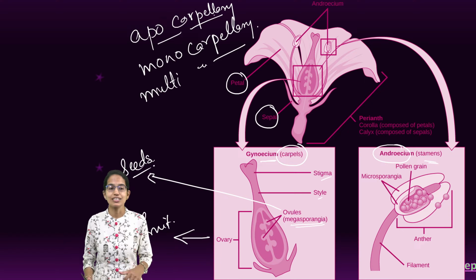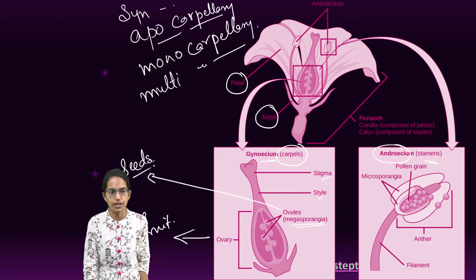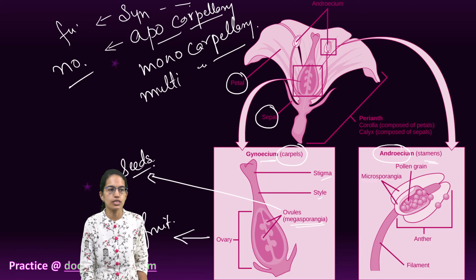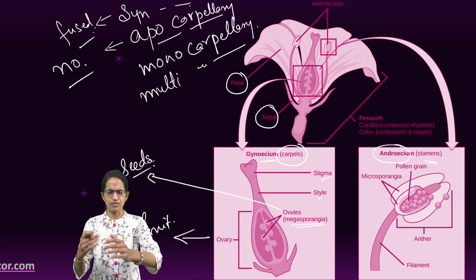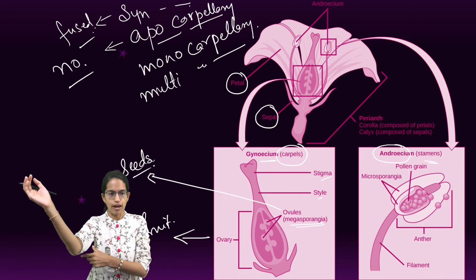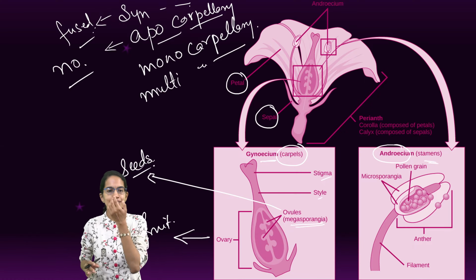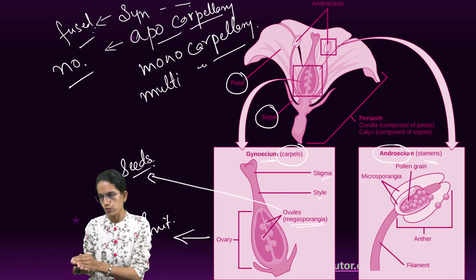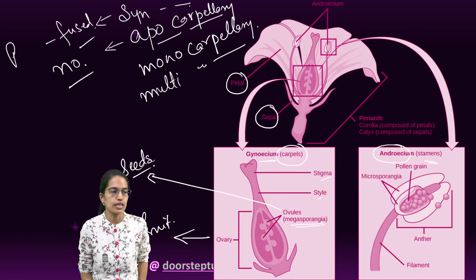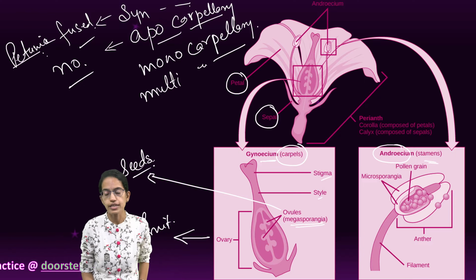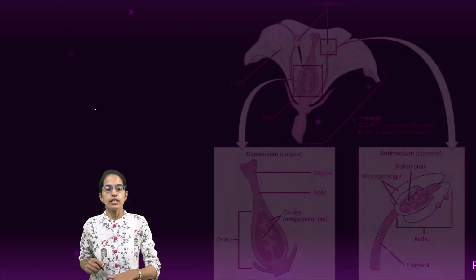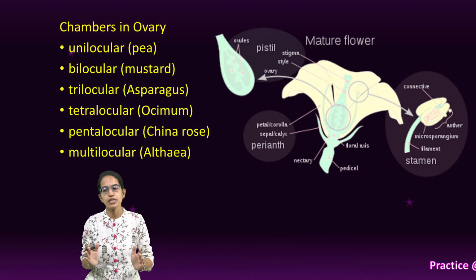Then there is another term which is syncarpellary. Now understand, apo means no and syn means fused. This is a common reference. Whatever context it is used in, this is what you have to remember. So apocarpellary means there is no carpel fusion, and syncarpellary means the carpels are fused. A good example of syncarpellary is petunia, right? And a good example of apocarpellary is ranunculus.